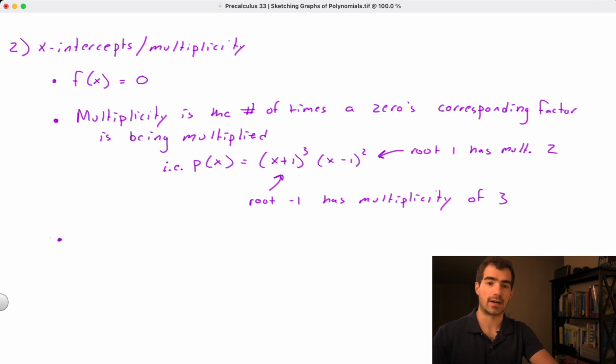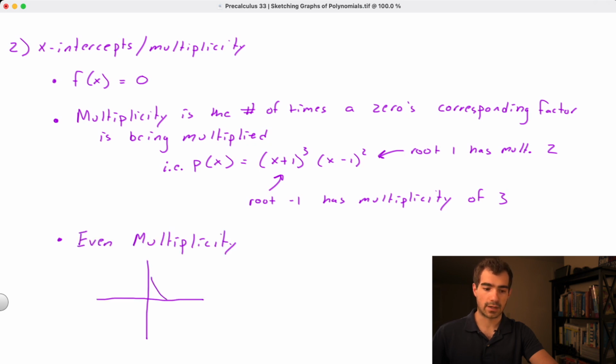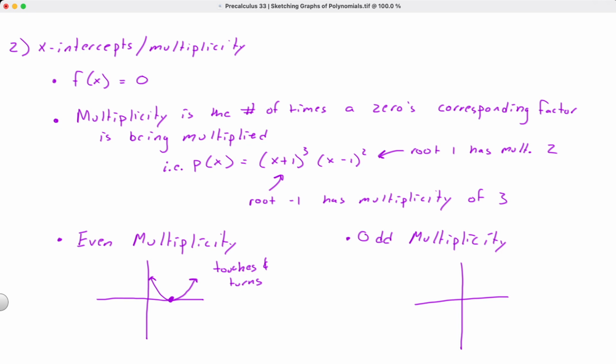And in terms of how this reflects on the graph, if we had an even multiplicity, then at our root, our graph would touch and turn back. So we'd see something like this. So it touches and turns back. And when we have an odd multiplicity, the graph of our function would cross through at the x-axis. So here it crosses.